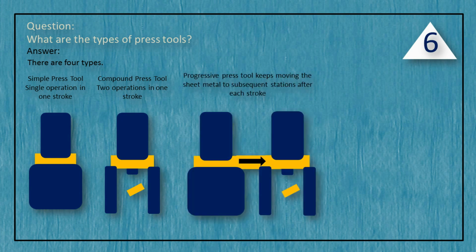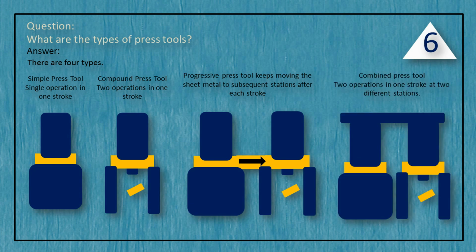Progressive press tool keeps moving the sheet metal to subsequent stations after each stroke. Combined press tool: two operations in one stroke at two different stations.